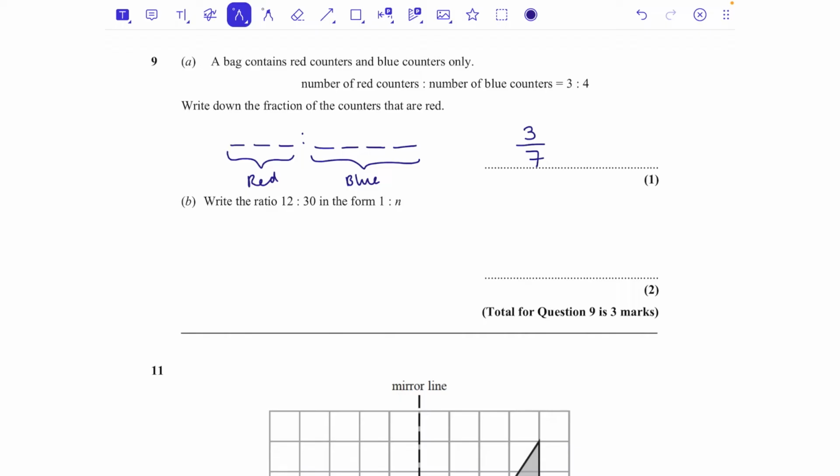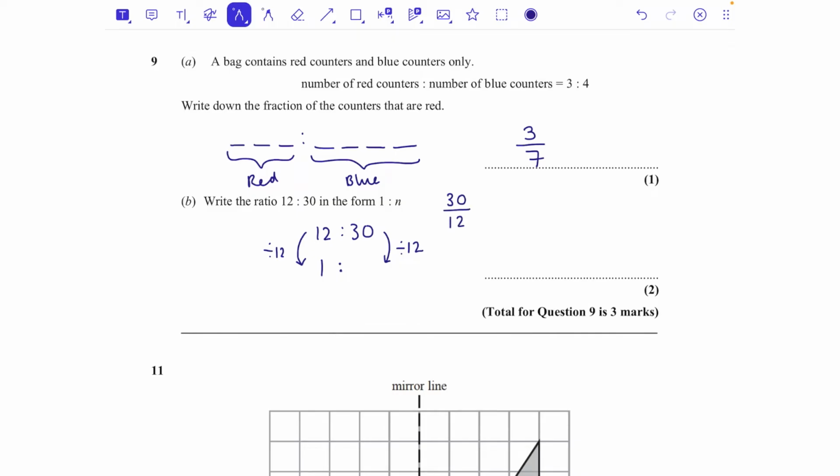For part B, write the ratio 12 to 30 in the form 1 to n. So with ratios, a little bit like fractions, whatever you do to one part you need to do to the other to keep them equivalent. If we want it to be 1 to something, and that n means it can be anything you like, we need to make sure we do the same to both sides. So I've divided the left-hand side by 12. I've also got to divide the right-hand side by 12, and you're thinking, hang on, 12 doesn't go into 30, so let's use a fraction and we can just keep simplifying it.